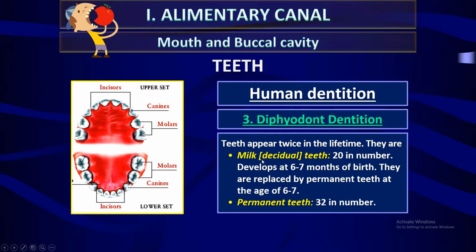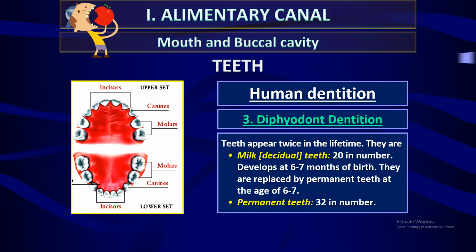Milk teeth are commonly called deciduous teeth. The total number of milk teeth is 20. They develop at the age of 6 to 7 months after birth. They are replaced by permanent teeth at the age of 6 to 7 years. Try to understand. The appearance of milk teeth takes place at the age of 6 to 7 months. The milk teeth are replaced by permanent teeth at the age of 6 to 7 years.